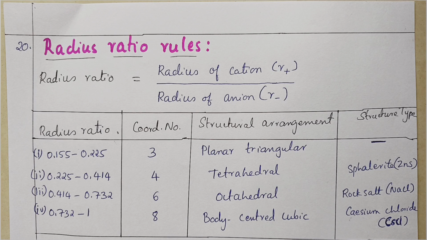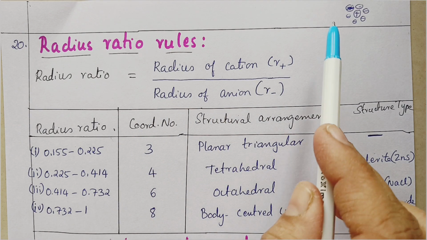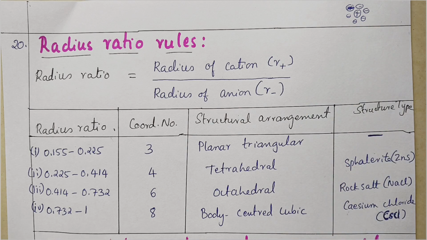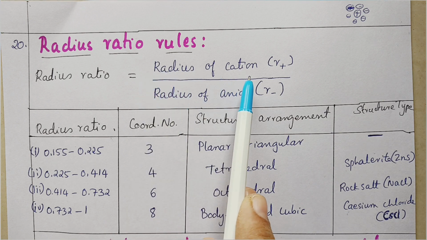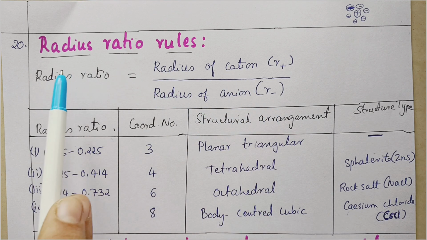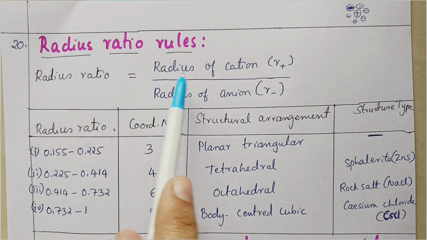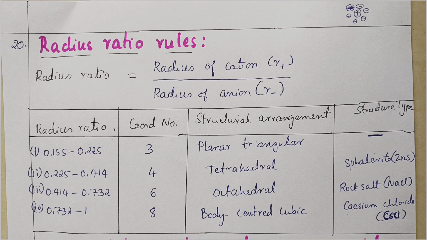For stability of an ionic compound, each cation should be surrounded by the maximum number of anions and vice versa. The number of oppositely charged ions surrounding each ion is called its coordination number. The ratio of the radius of the cation to that of the anion is called the radius ratio. The greater the radius ratio, the larger is the size of the cation and hence the greater would be the coordination number. Now the relationships between radius ratio, coordination number and the structural arrangement are given in this table. You can go through this.